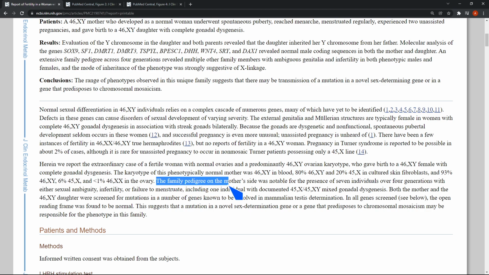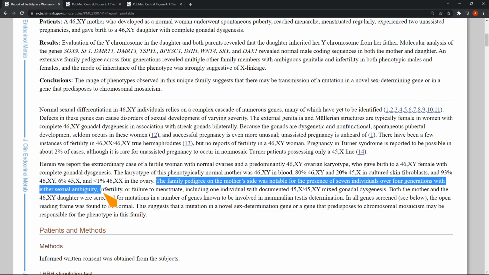The family pedigree on the mother's side was notable for the presence of 7 individuals over 4 generations with either sexual ambiguity, infertility, or failure to menstruate, including one individual with documented 45X, that's mono X, and 45XY. 45XY means that a different chromosome is deleted, so maybe we'll go into that.